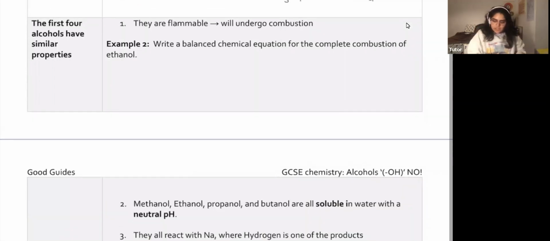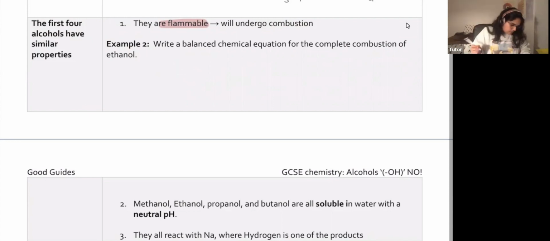So the first 4 alcohols have similar properties. The first property is that they are flammable. Something is flammable means it burns quite easily and it will undergo combustion. So let's write a balanced chemical equation for the complete combustion of ethanol. So we have ethanol, one second.